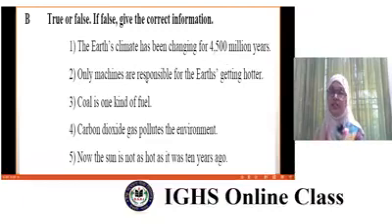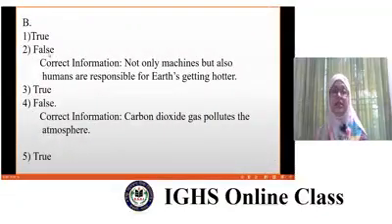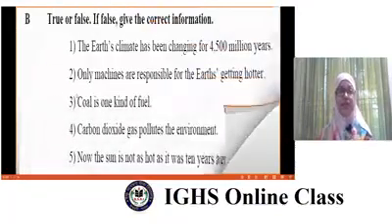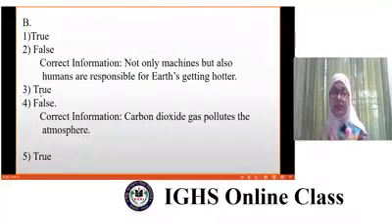Only machines are responsible. No, this is false. Correct information: not only machines but also humans are responsible for Earth getting hotter. তার মানে আমরা মানুষ এবং মেশিন, আমাদের যে মেশিন এগুলো উভয়ই দায়ী, শুধু মেশিন দায়ী নয়। Number three, coal is one kind of fuel. Yes, this is right. So this is true.